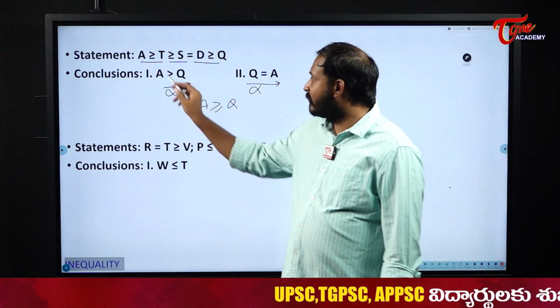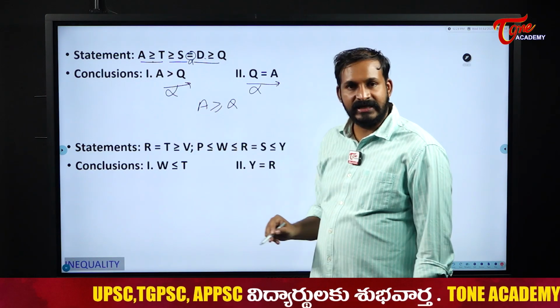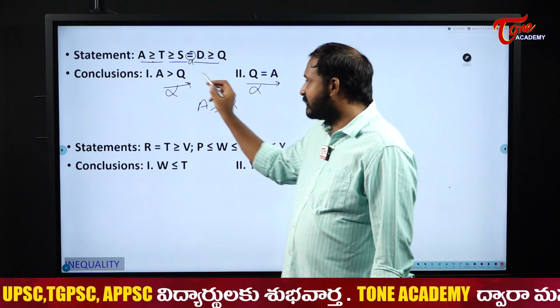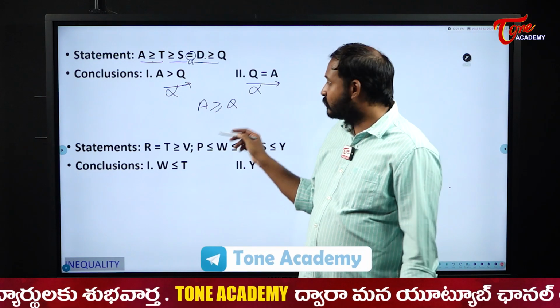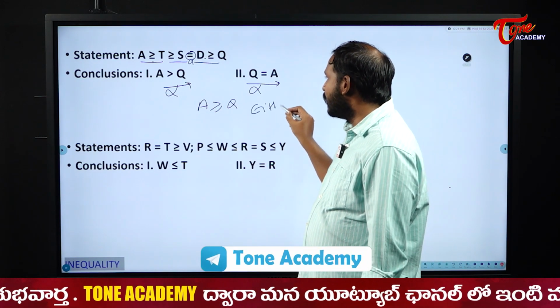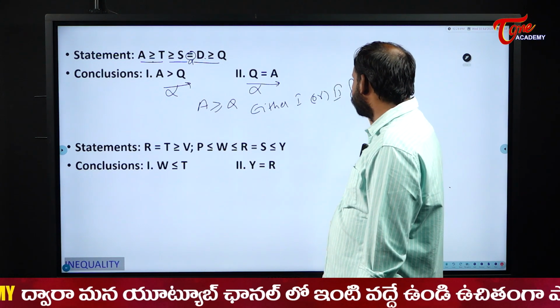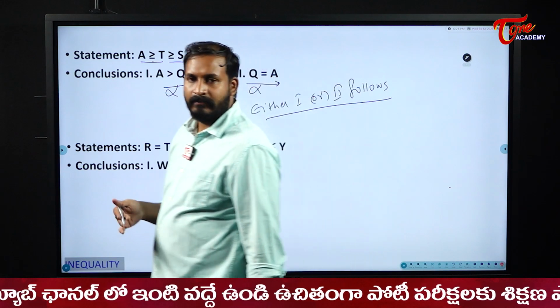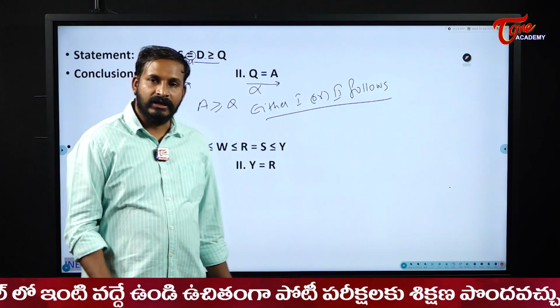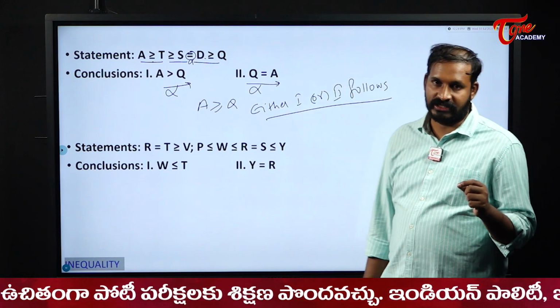This is the relation, right? Because always I have the same symbol, equal to is negligible. So that means A is greater than or equal to. So that means A is greater than Q or A is equal to Q. So here my answer will become either 1 or 2 follows. Any one should follow. Either A can follow or B can follow. Okay. So this is how we need to solve these either or cases, students.